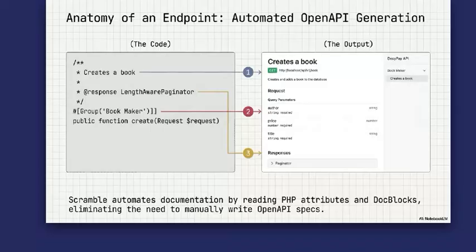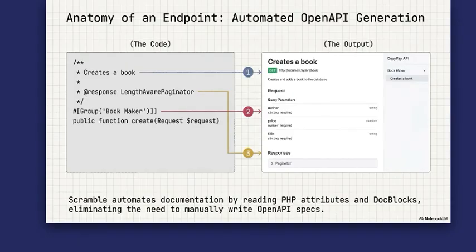What do you mean by understands the structure? It analyzes the route definitions, inspects the request validation rules. For example, if the code demands the payment amount must be an integer greater than 0, and then traverses the AST to automatically map those exact programmatic constraints into the JSON documentation. So the code physically is the documentation. Yes. It's like a self-writing instruction manual.